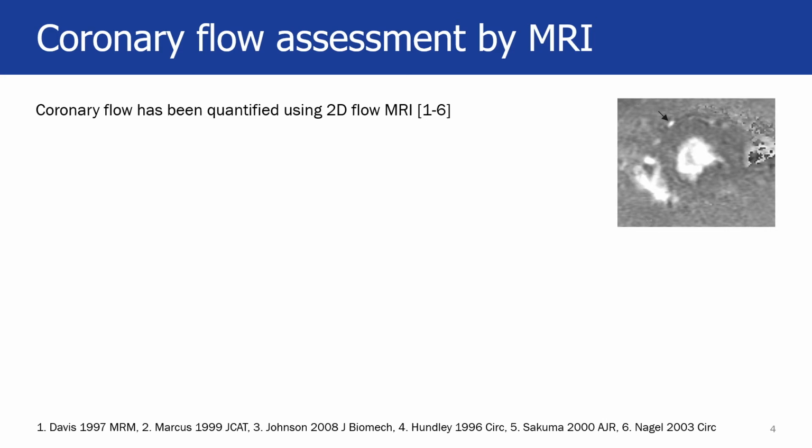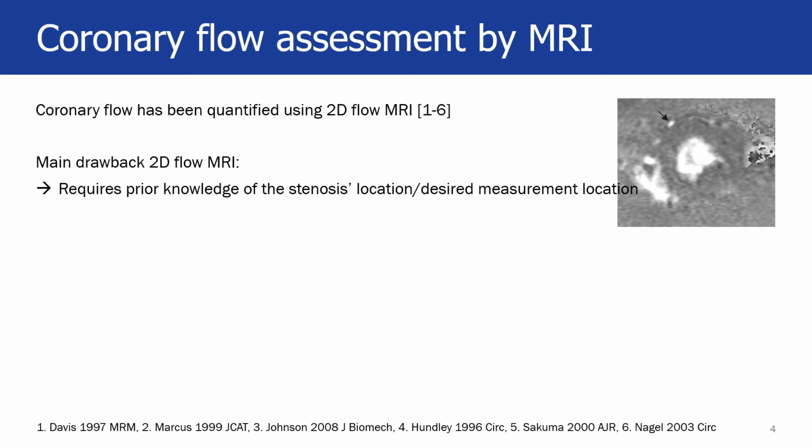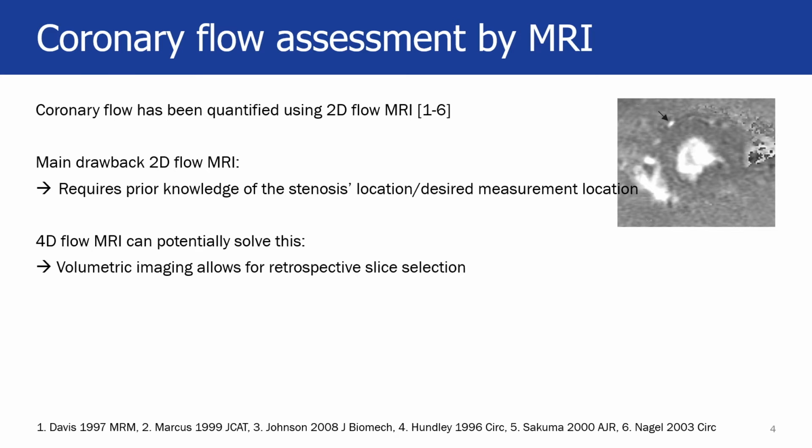We know that coronary flow assessment is feasible by MRI. It has been done using 2D flow MRI. But the main drawback of 2D flow MRI is that it requires prior knowledge of the desired measurement location to be able to plan the imaging slice correctly. Now that's where 4D flow MRI comes in. With 4D flow MRI, you can image a volume and select a specific slice afterwards, or even multiple slices. But coronary flow measurements with 4D flow MRI have never been reported.